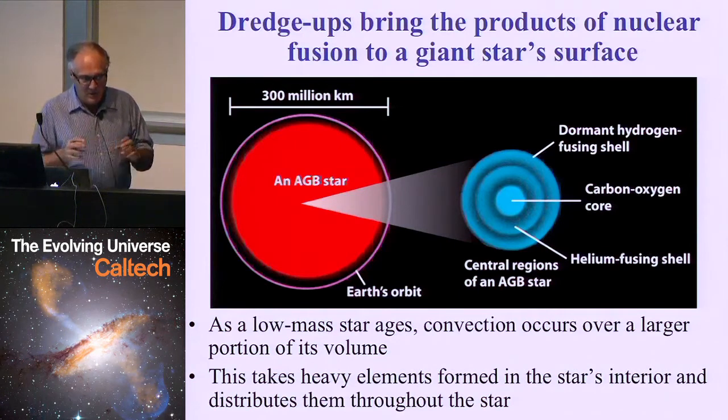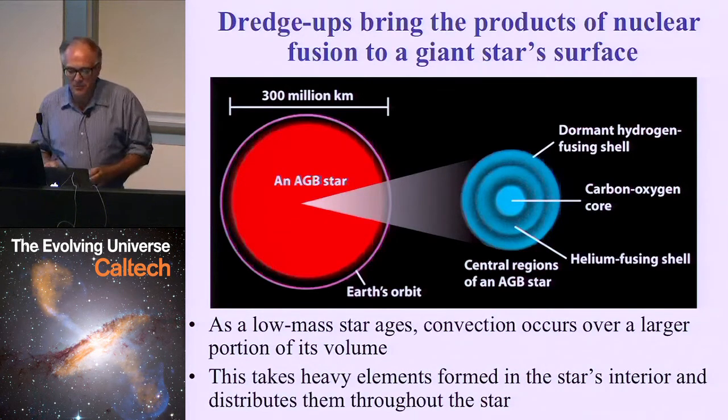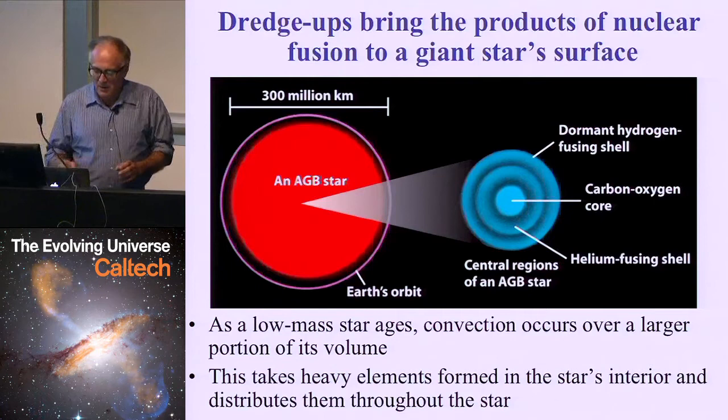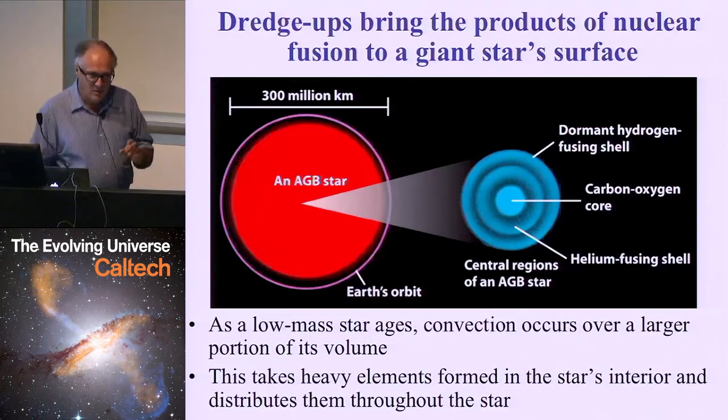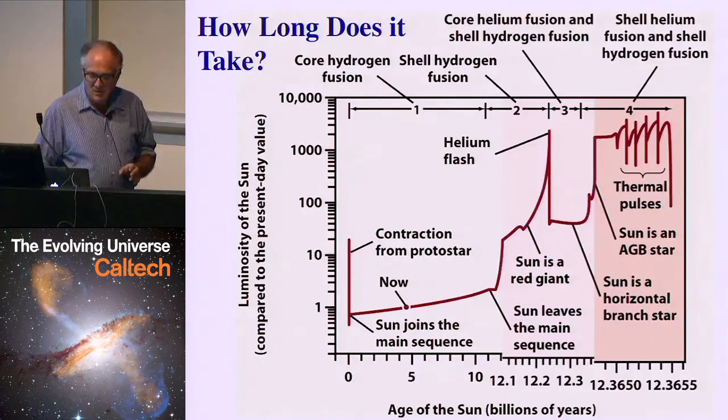And so if it loses its envelope in the end, this is how these newly minted light elements can get into the interstellar medium, right? So asymptotic giant branch stars are one of the major ways in which enriched material returns into the interstellar medium.